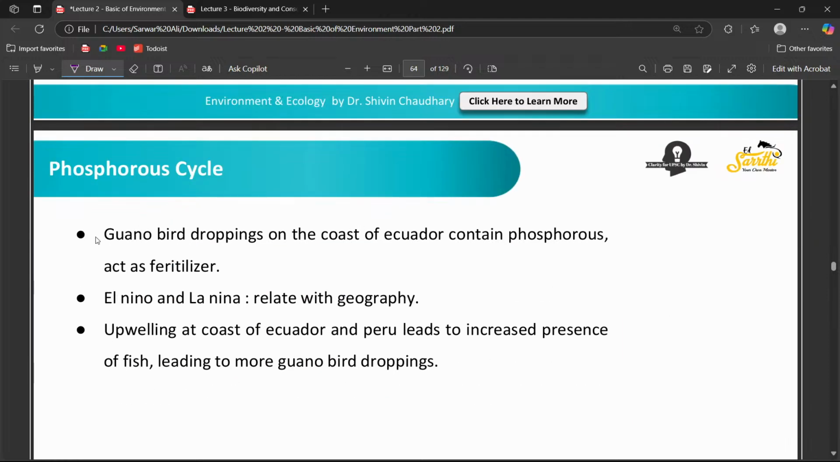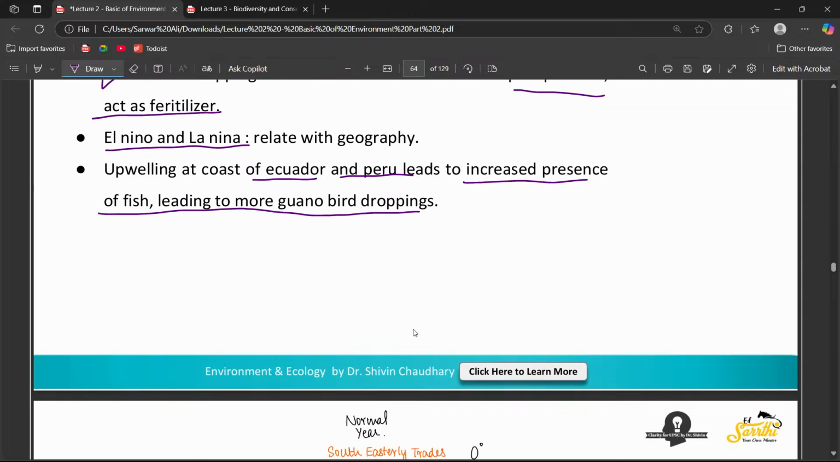Phosphorus cycle. Guano, bird droppings on the coast of Ecuador, contain phosphorus, which acts as a fertilizer. El Nino and La Nina are related with geography. Upwelling at the coast of Ecuador and Peru leads to increased presence of fish, leading to more guano bird droppings. Alright.